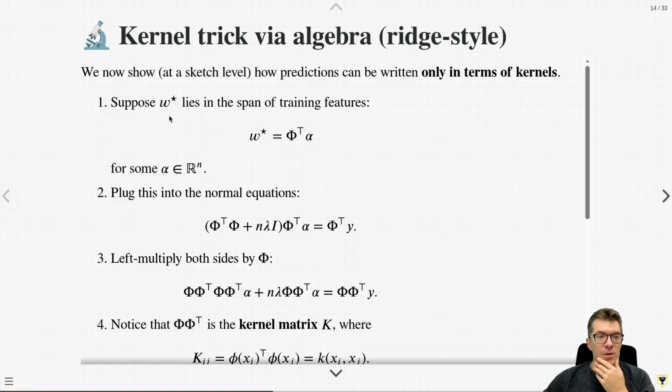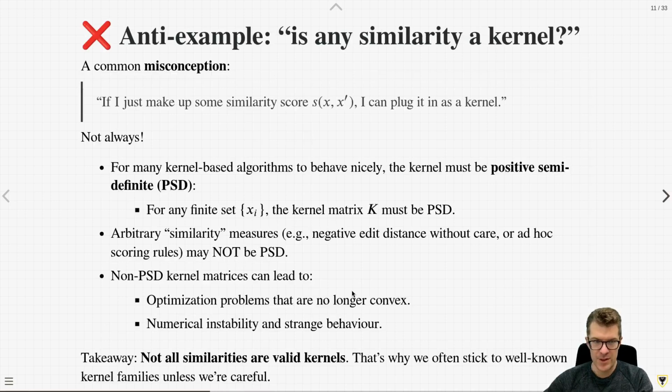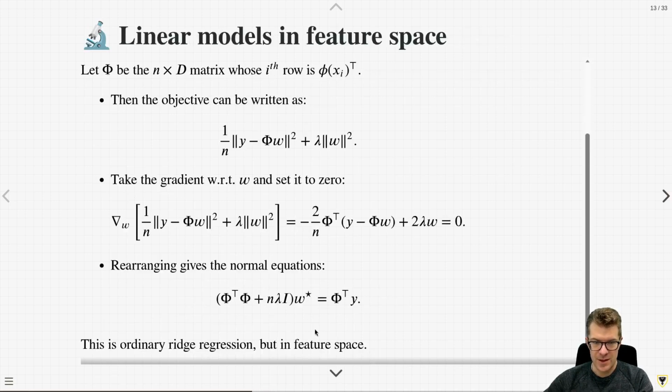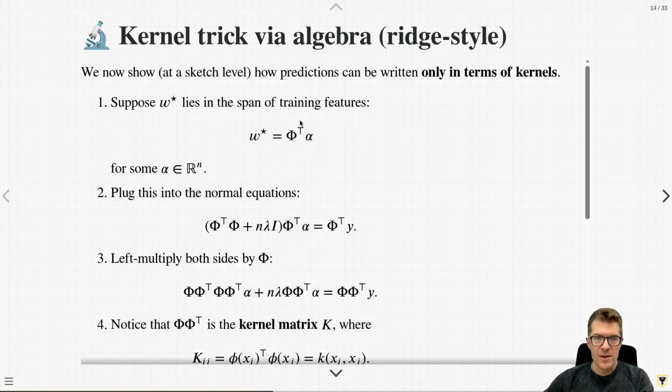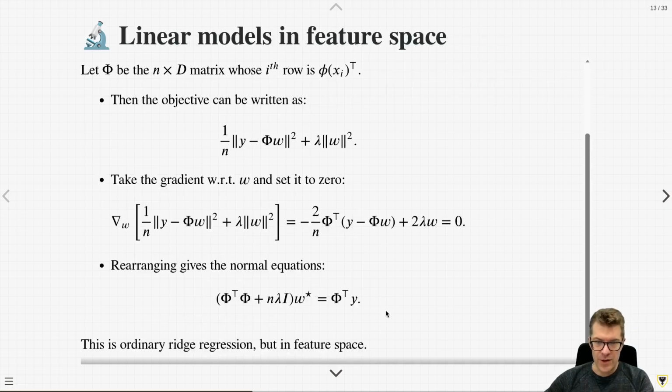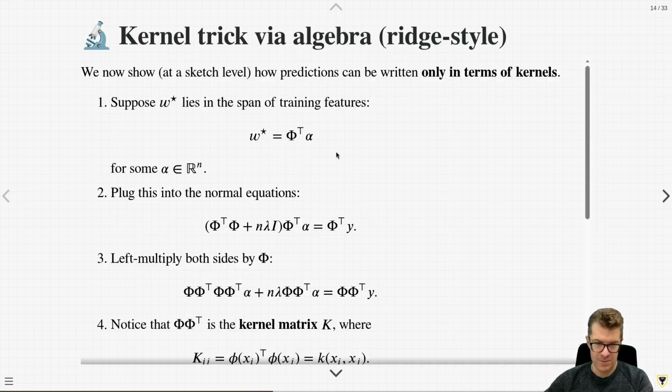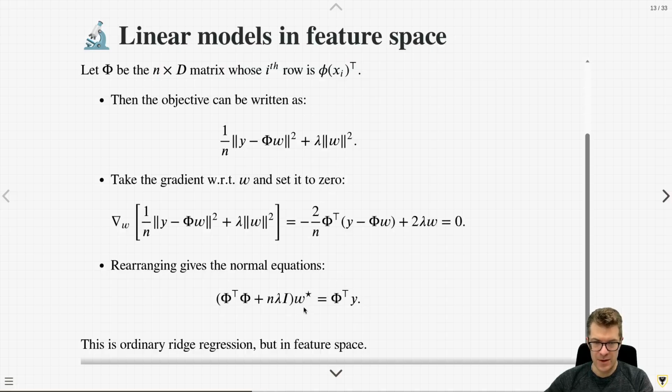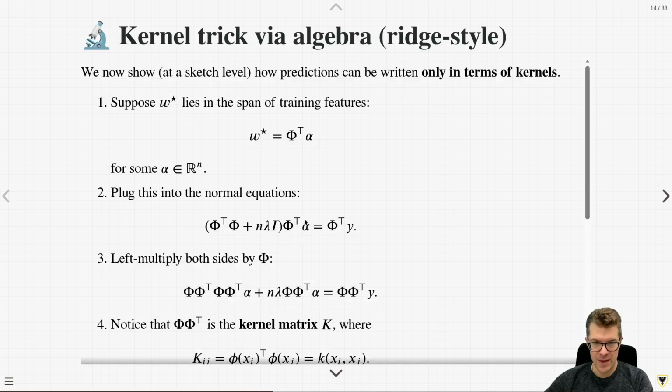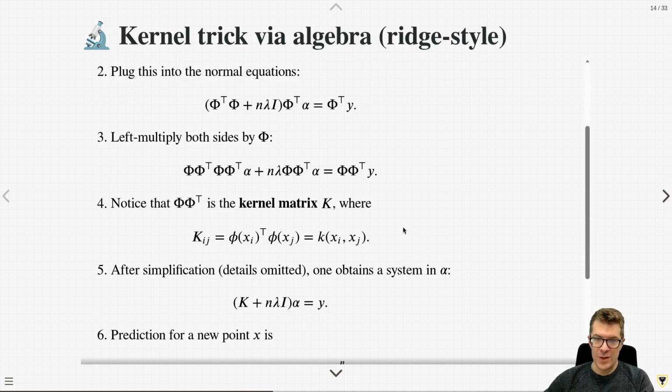So suppose w star, the setting of w which satisfies this equation at the bottom, lies in the span of training features. So we have big phi transpose times alpha for some setting of alpha in real valued n-dimensional space. We can plug this right-hand side into the normal equations. So we can take big phi transpose times alpha and plug it in here where w star was, and here it is.